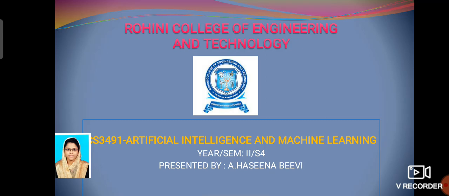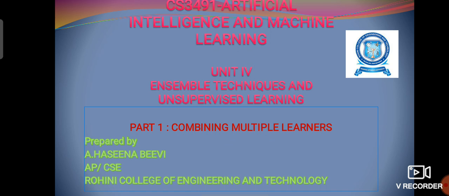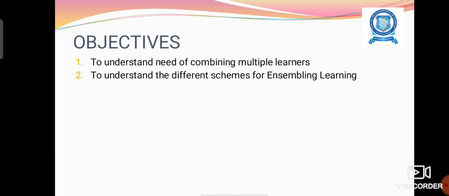Hello viewers. In this video lecture, we are going to see the topic combining multiple learners from the fourth unit, that is ensemble techniques and unsupervised learning, for the subject artificial intelligence and machine learning. The objectives are to understand the need of combining multiple learners and to understand the different schemes for ensemble learning.